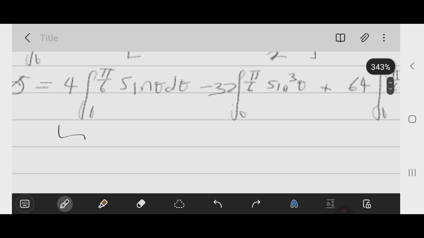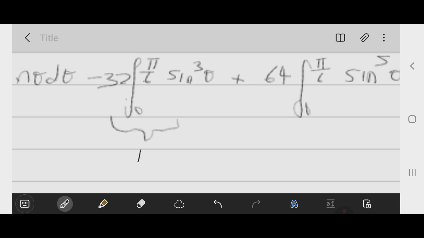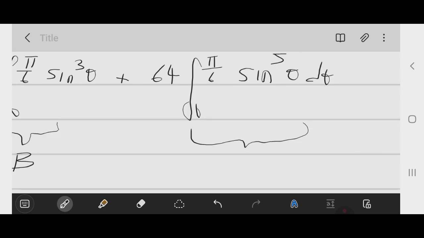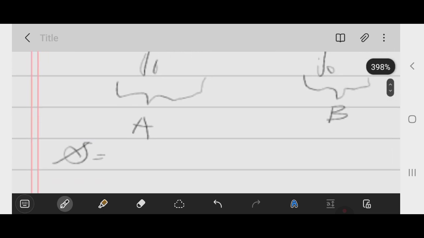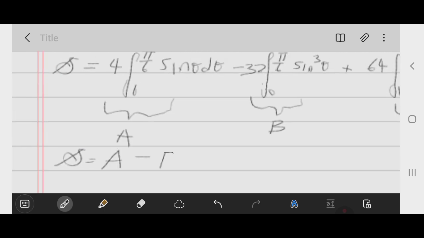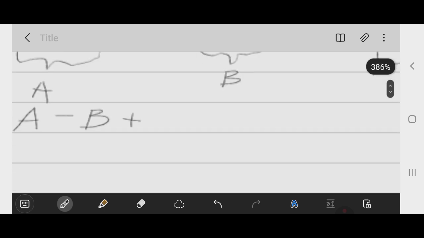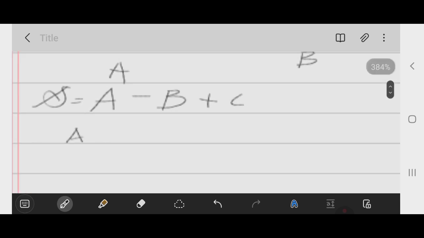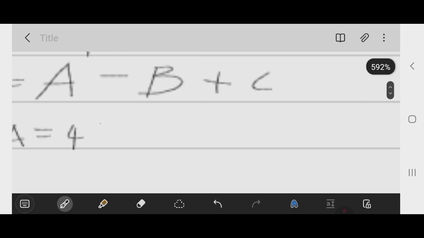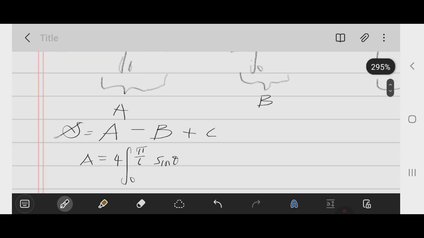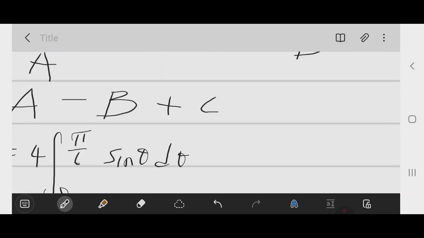Now I'm going to take the individual integrals one by one. So let me name this one A, and the next B, and also this one C. So I'll be having something like S is equal to A minus B plus C. So let's take the first one, A. Now remember that the integral of sine is negative cos.